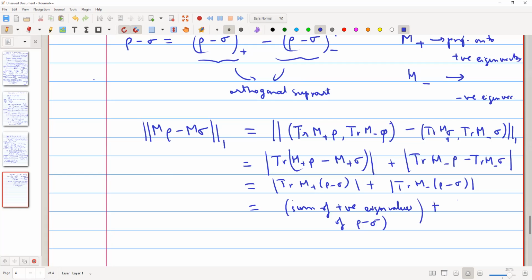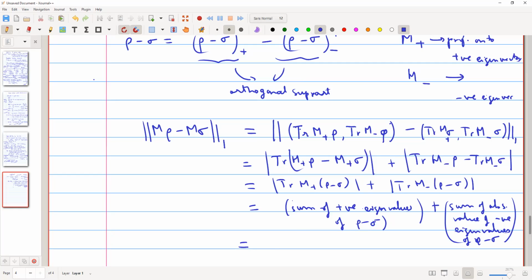And this one is the sum of absolute values. Remember, I put a minus here to move the overall sign out. So it's the sum of absolute values of negative eigenvalues of rho minus sigma. But remember, rho minus sigma is a Hermitian matrix, so the singular values are anyway the absolute values of the eigenvalues. So that's exactly what I've done.